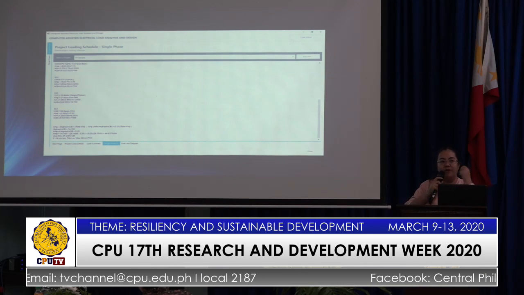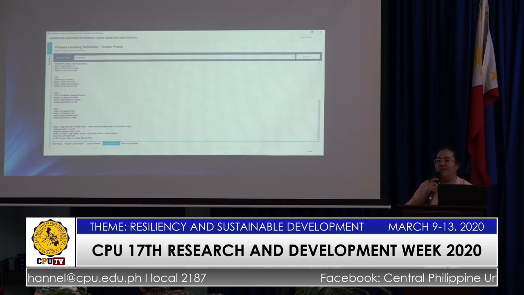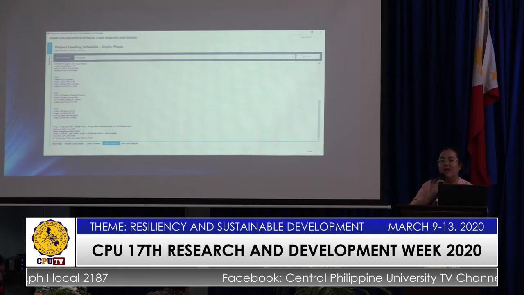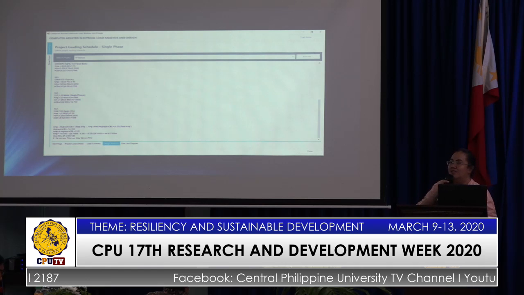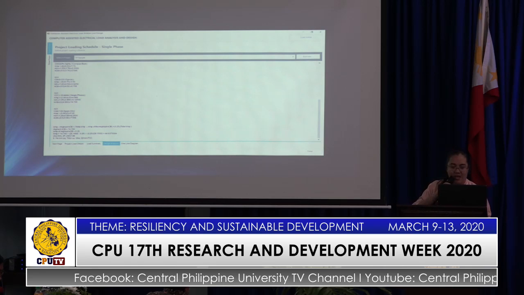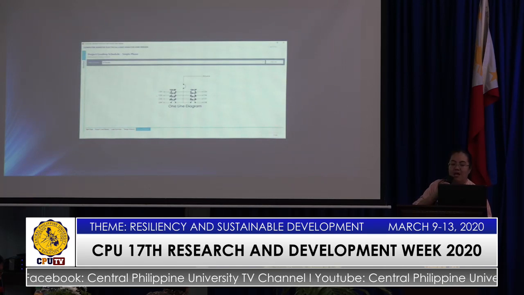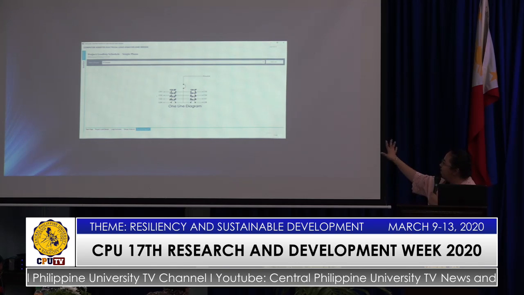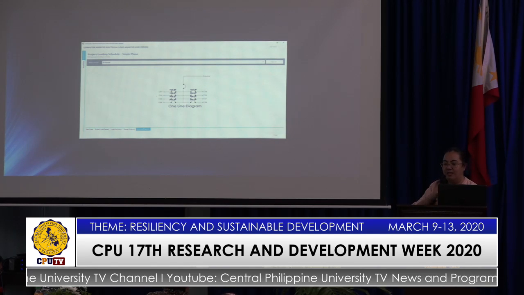The main circuit breaker is the main breaker that will hold the entire electrical system of the entire building or entire house. And then I have here my one-line diagram. So this is how my panel would look like. I have my main there and I have my branch circuits.